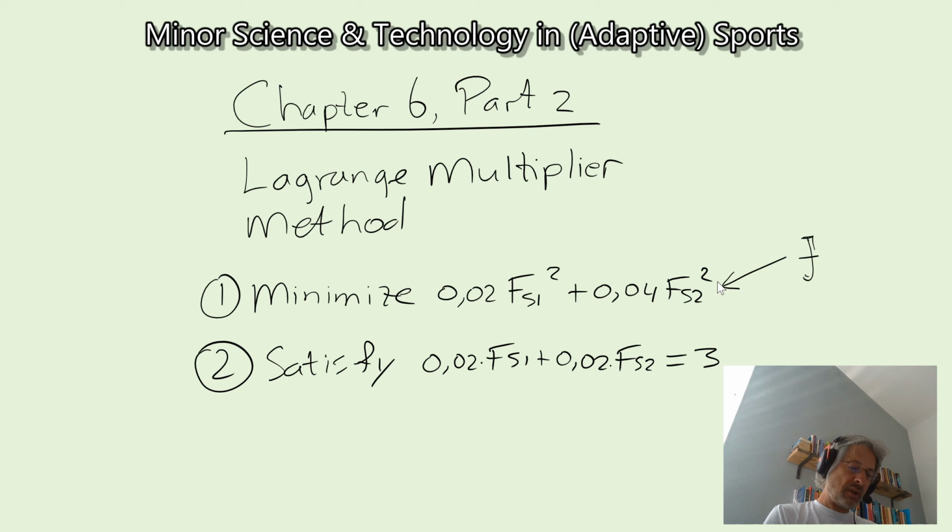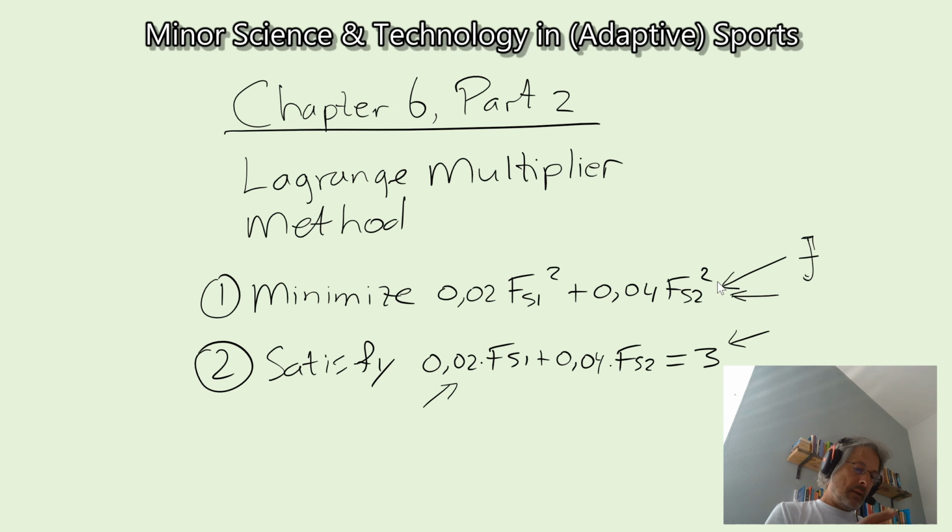And at the same time, we have to satisfy this equilibrium equation. 0.02 times Fs1 plus 0.02, oh, that is of course 0.04, times Fs2 equals 3. So this one has to be satisfied. This one should be as low as possible.